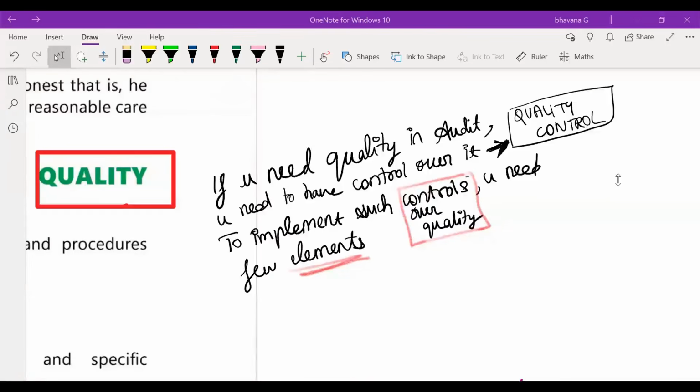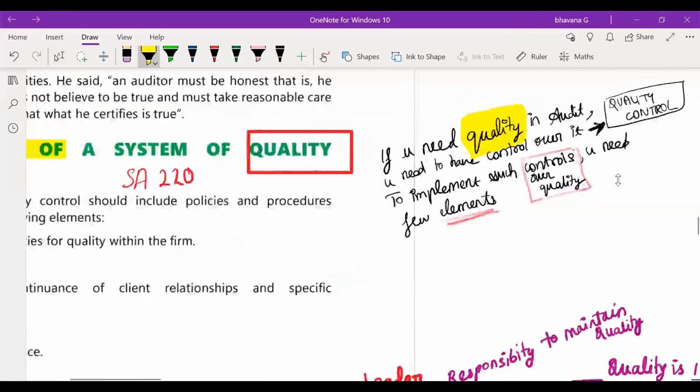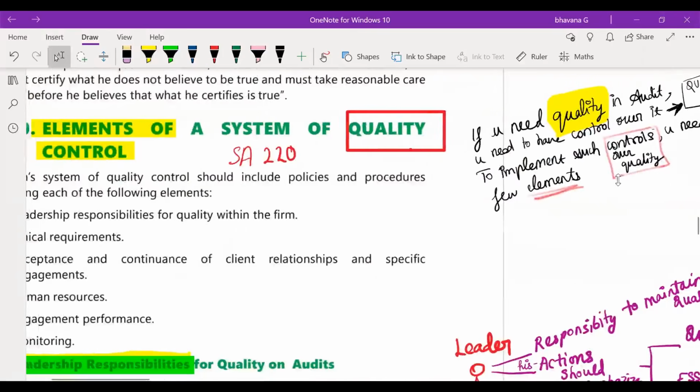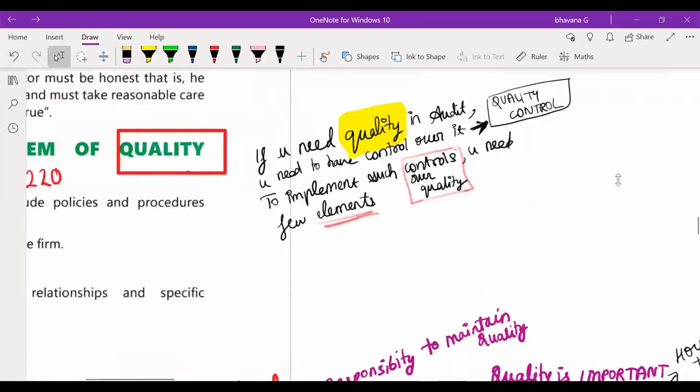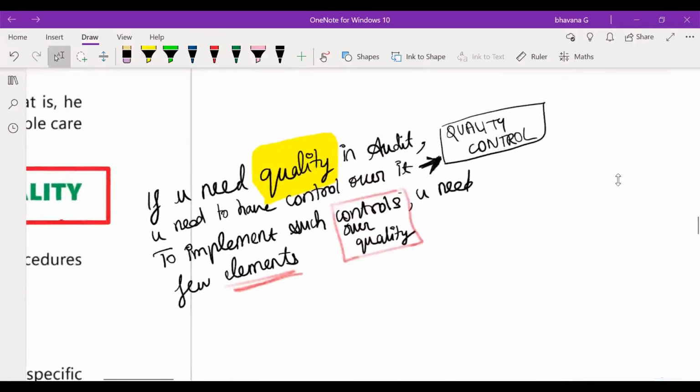Likewise, whenever you perform audit, there must be some kind of quality in that audit. As I wish I go, I do some kind of audit and I come, like that, it should not be. You must have quality when you do audit. So this is what quality control is. So if you need quality in an audit, that you have understood is important, you have to have a control over it.